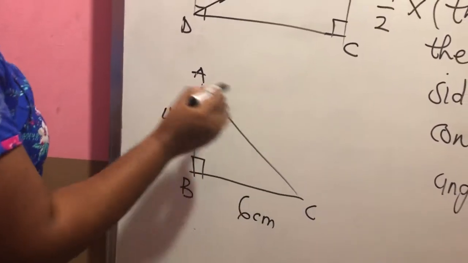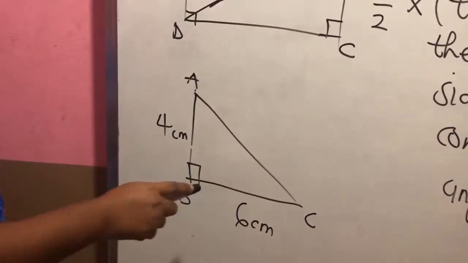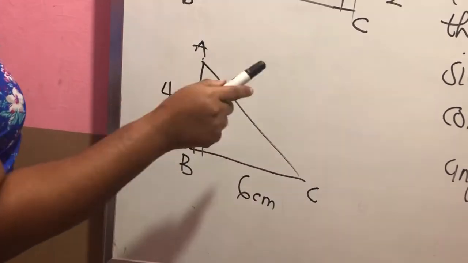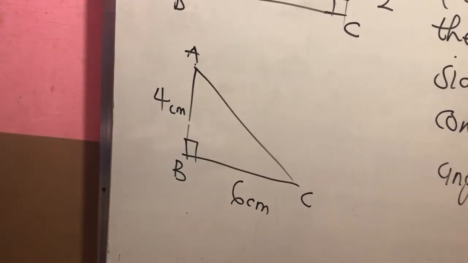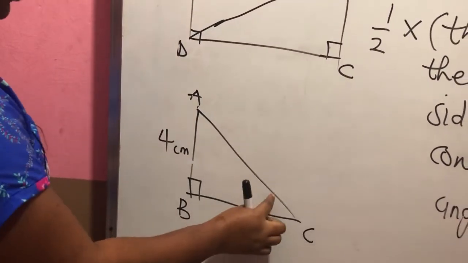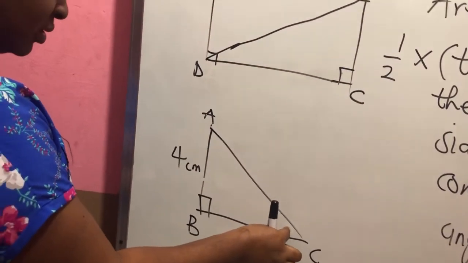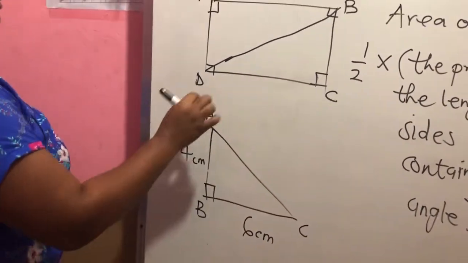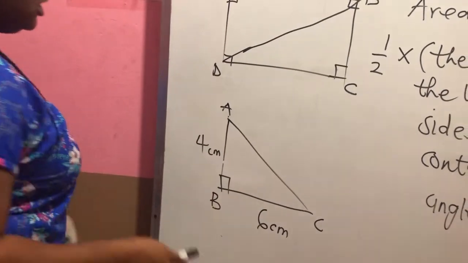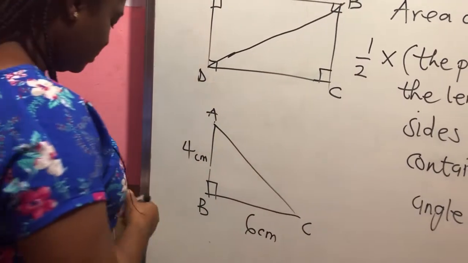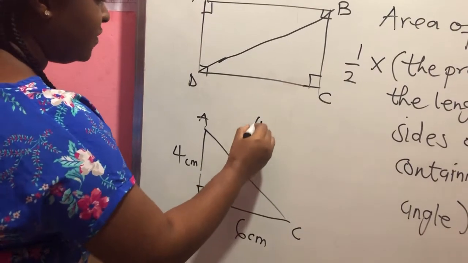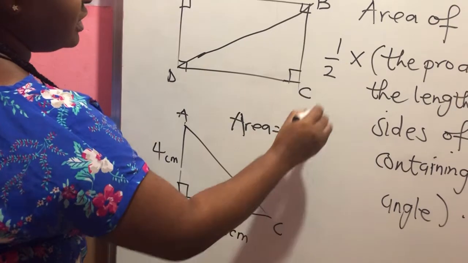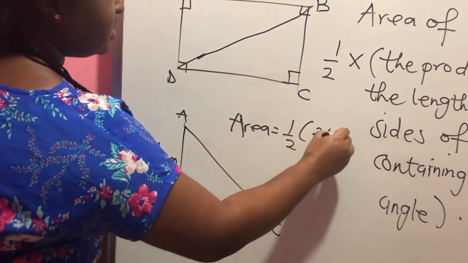If I pick the lengths BC and AC, I am doing a wrong thing. Why? Because I don't have my angle here. My angle is not being formed between these two lengths. It's rather being formed between this length and that length. So our area is going to be half times the two lengths.